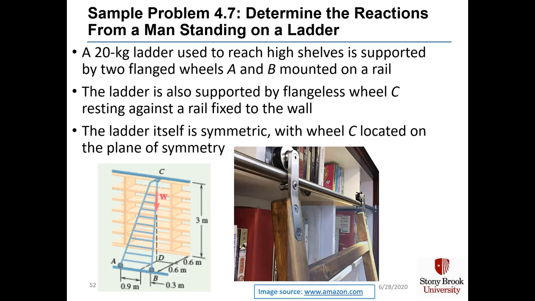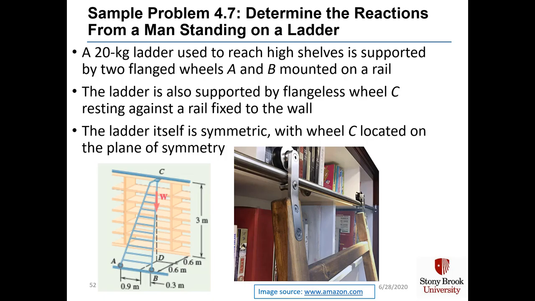It's a 20 kilogram ladder used to reach high shelves, and it's supported by two flanged wheels A and B mounted on a rail on the floor. The ladder is also supported by a flangeless wheel C resting against a rail fixed to the wall. The ladder is symmetric, with wheel C located on the plane of symmetry, which means that wheel C is halfway between A and B, so it's 0.6 meters to the left of A.